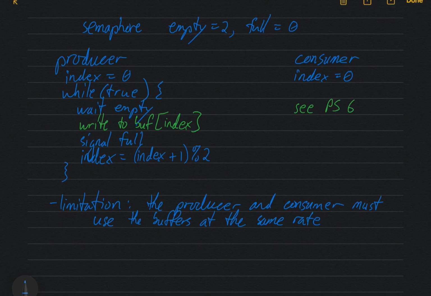So the general solution is to have n buffers, where you can figure out what that number should be for your application. The producer can fill a bunch of them and wait for the consumer to catch up. So that's next.